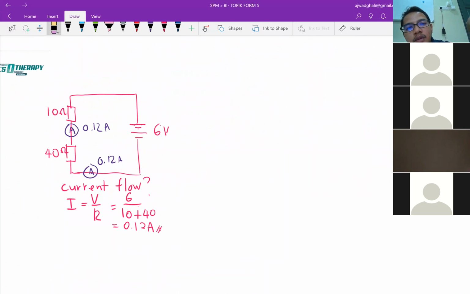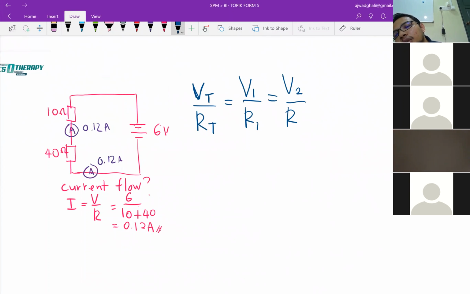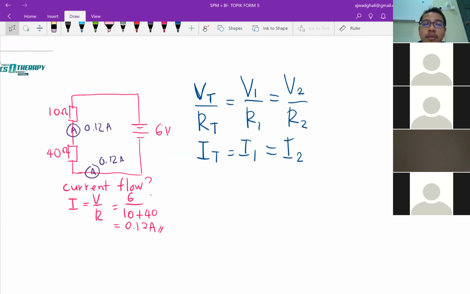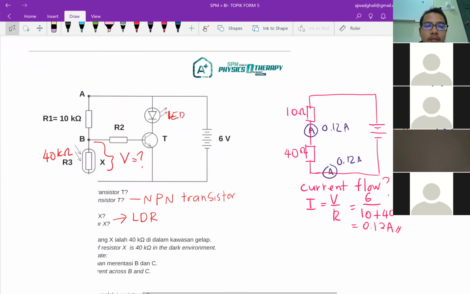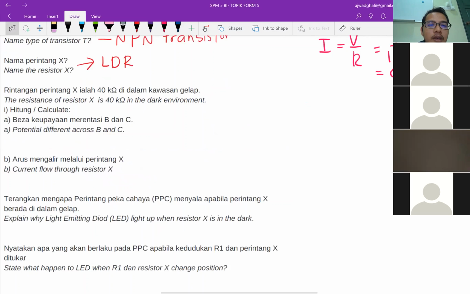Again, V total over resistance total equals V1 over resistance number 1, equals V2 over resistance number 2. That's the equation, because the total current and the current flowing through resistor number 1 equal the current flowing in resistor number 2. So Vt over Rt equals V1 over R1 and V2 over R2. Based on that principle, you can find the potential difference across BC.